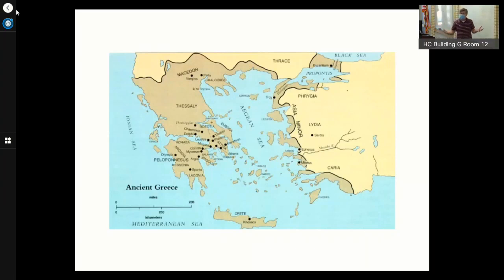So what do I mean by philosophy? What do I really mean? Philosophy is an attempt to understand the world on human terms. Now, there's lots of different definitions we could come up with.